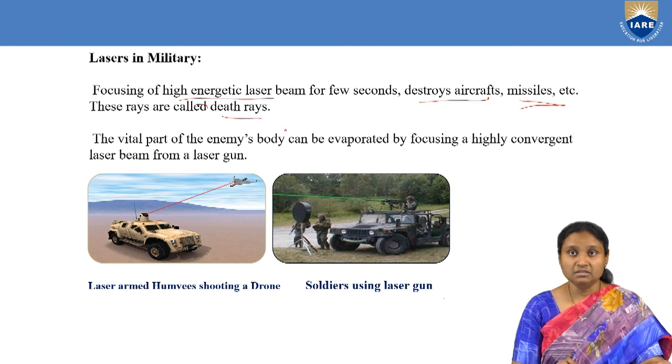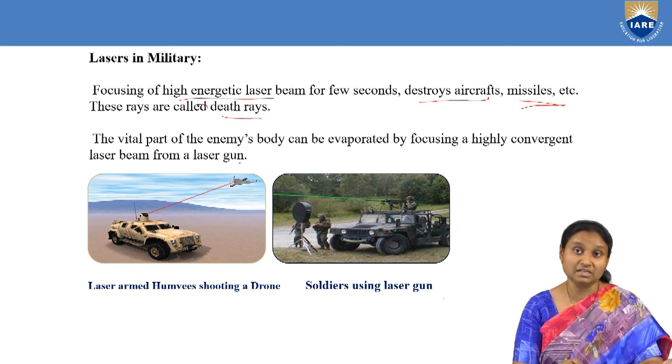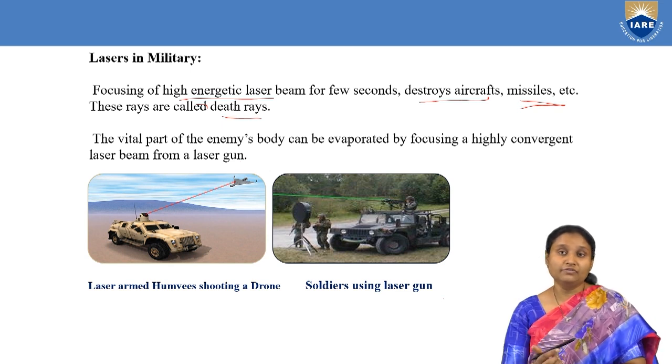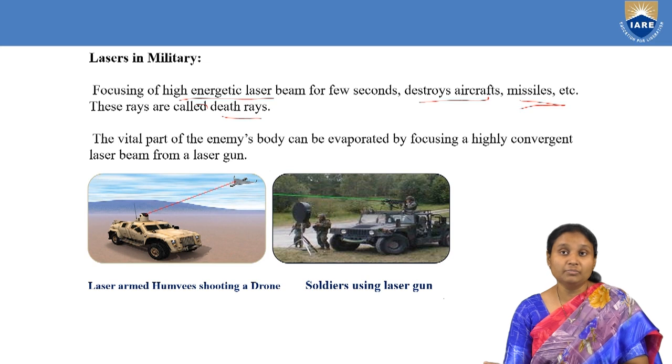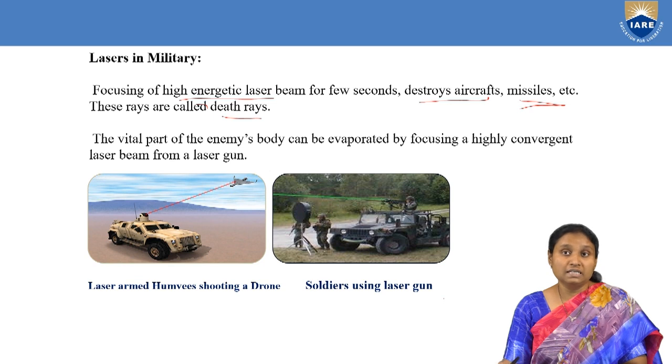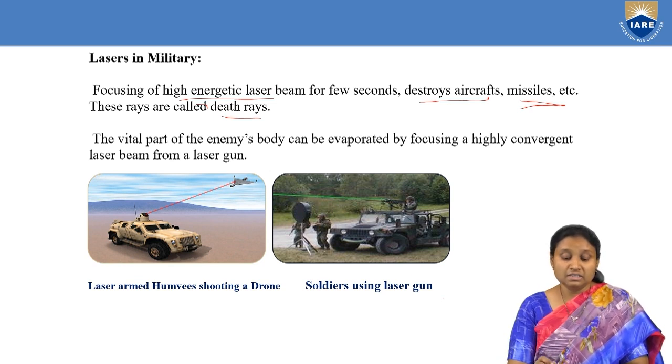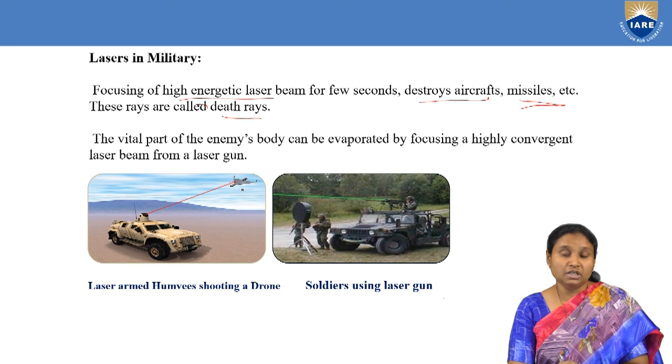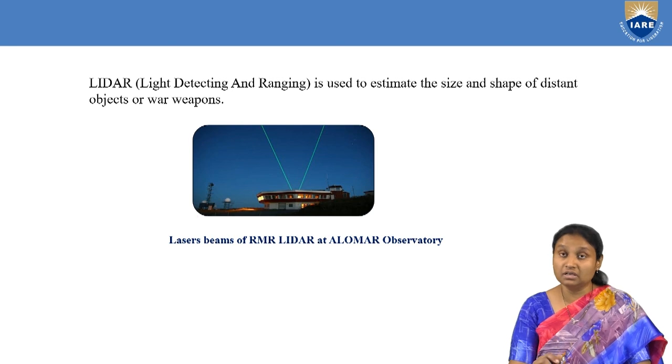And apart from that, a vital part of the enemy's body can be evaporated by focusing a highly convergent laser beam from a laser gun. So what is a laser gun? This is just like if we expose the human body to that particular type of laser, then it can destroy certain parts of the human body also. So those are called laser guns. So here, as you can see, they are making use of a laser gun in order to affect the enemy's body. And also here you can see we are shooting a drone which is there in the air. So it can also be destroyed using certain laser light. So these are the different applications which we are using in the military.